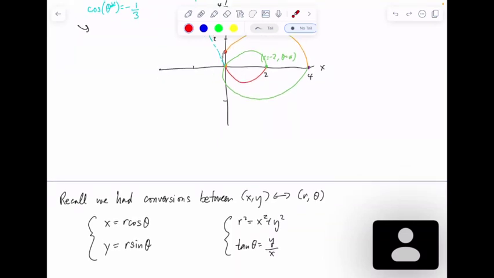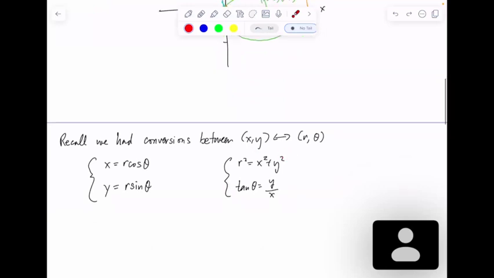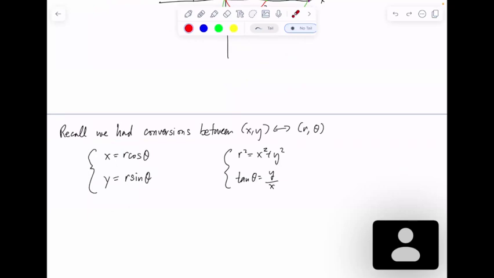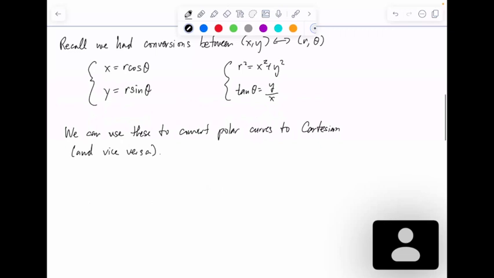All right, so in a lot of cases, if the points are very nice and the questions are contrived like they are in classes, then you rarely use this. The one situation that these conversions are useful is when you want to express polar curves in Cartesian coordinates and vice versa. So for example, you can use these to convert polar curves to Cartesian and vice versa. Let's do an example.